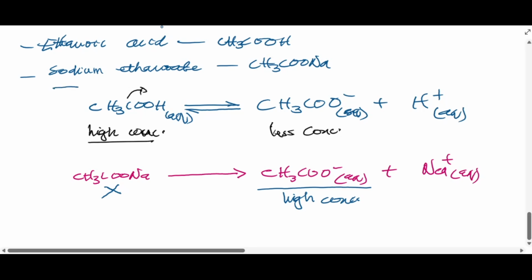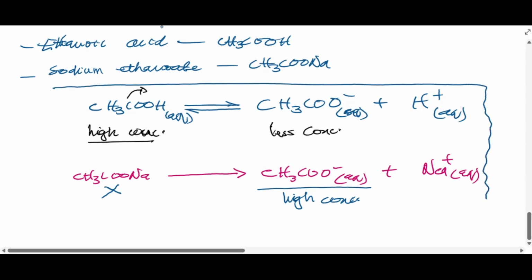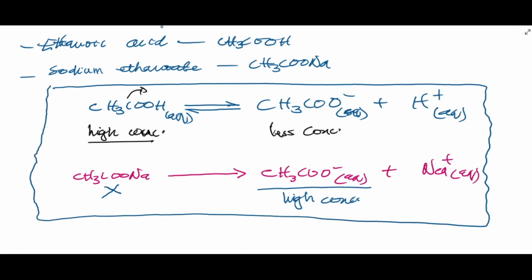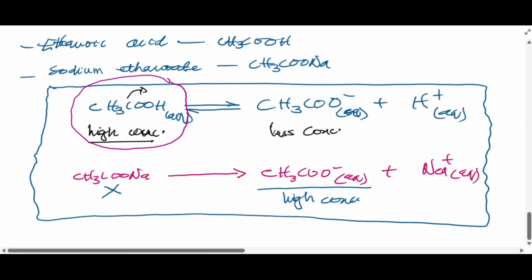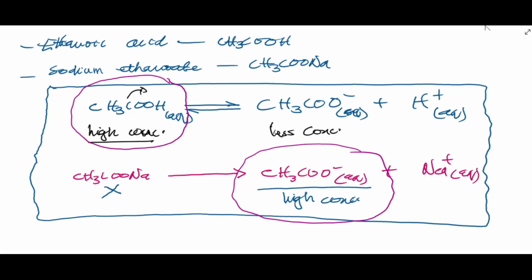Now, if you have a mixture of ethanoic acid and sodium ethanoate, you should be convinced that we are going to have high concentration of ethanoic acid and high concentration of ethanoate ion in the solution. So what will this do for us, and how will this help to resist the change in pH from any additional hydrogen ion or hydroxide ion in the solution?